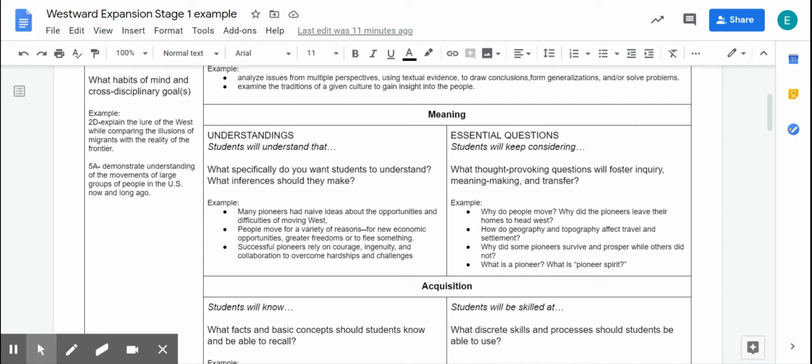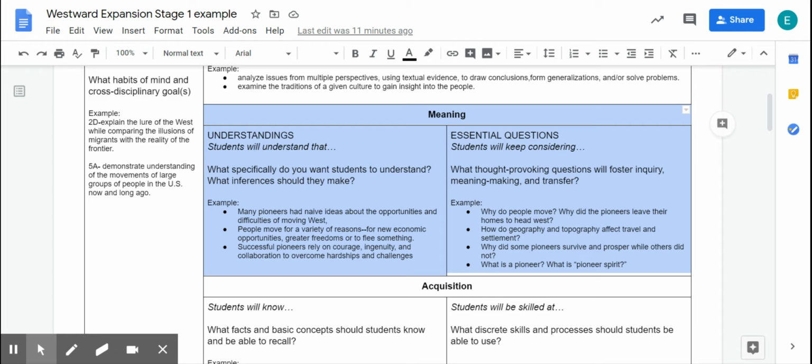The next part is the meaning. In meaning, we have our understandings and we have our essential questions. Understandings are exactly that. What is it that we're wanting students to understand? Maybe even to make inferences about.